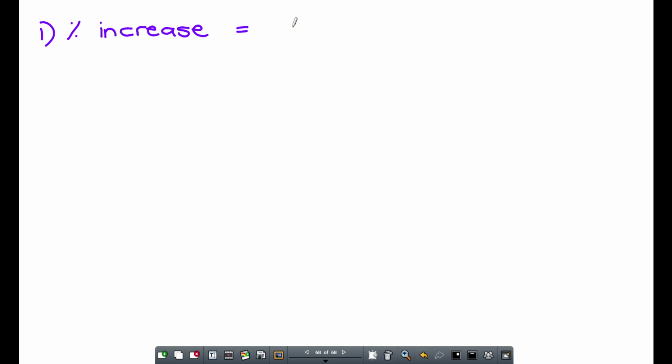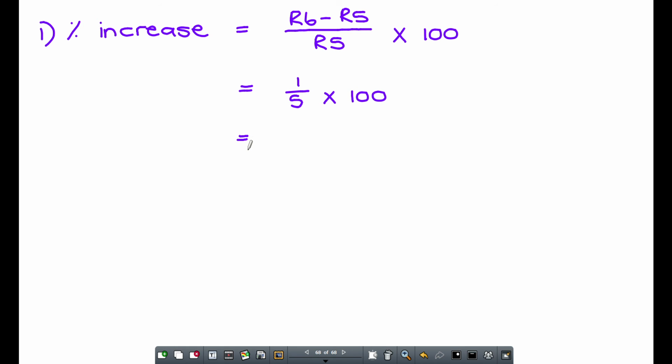Now at the top we want the change in number value. So how did I get that? I'm going to say 6 Rand minus the 5 Rand. You didn't have to write out this full step. Over the original price, which was 5 Rand. And then we said we have to multiply it with 100. So actually, I have 1 over 5 times 100. And that gives me how much? 20%. Yeah. I read it again. Okay. Yes.